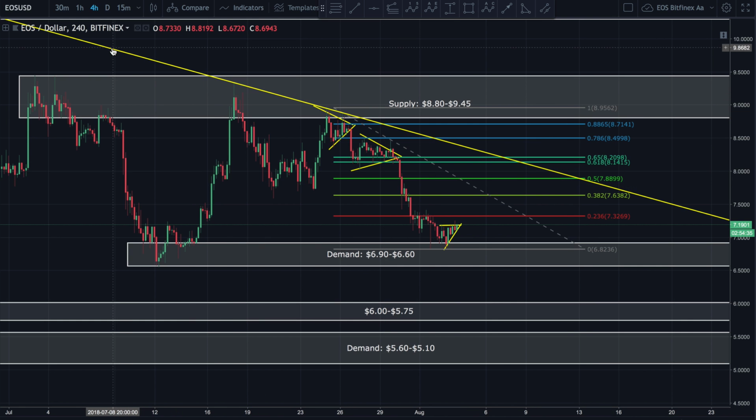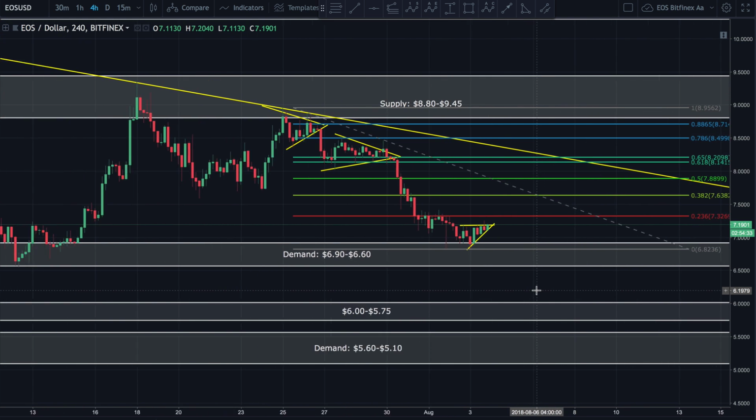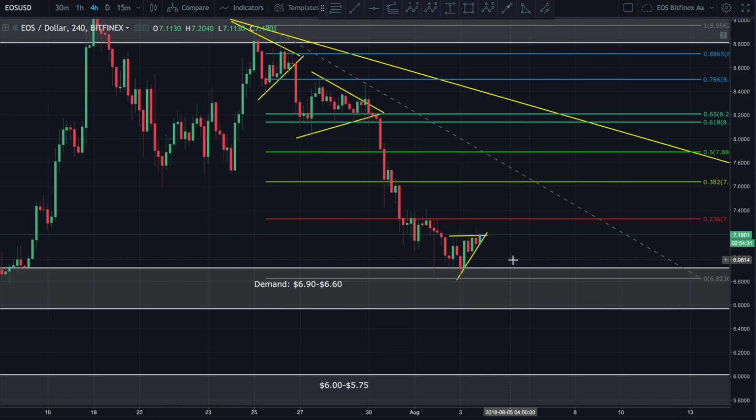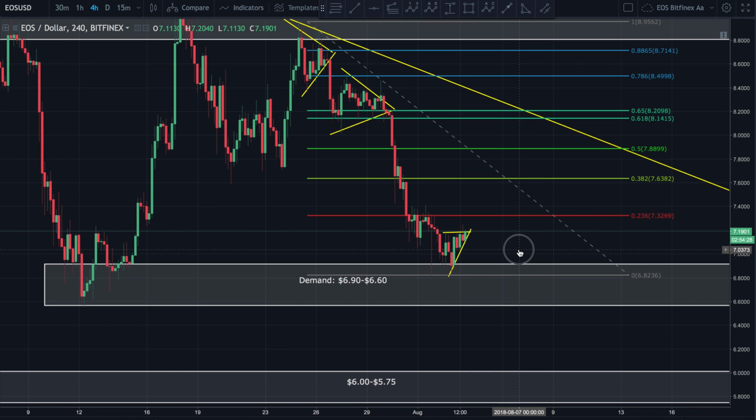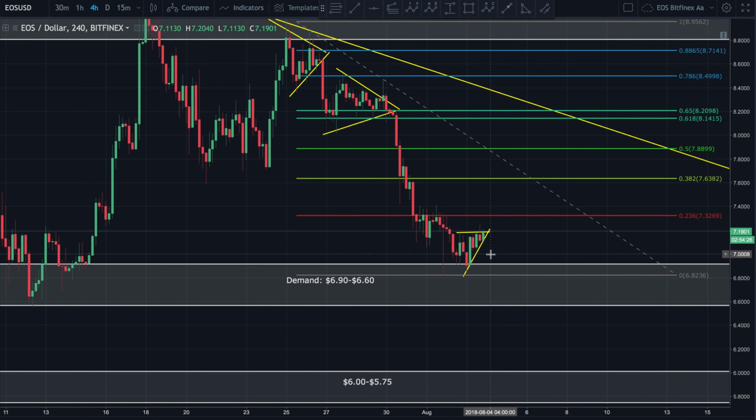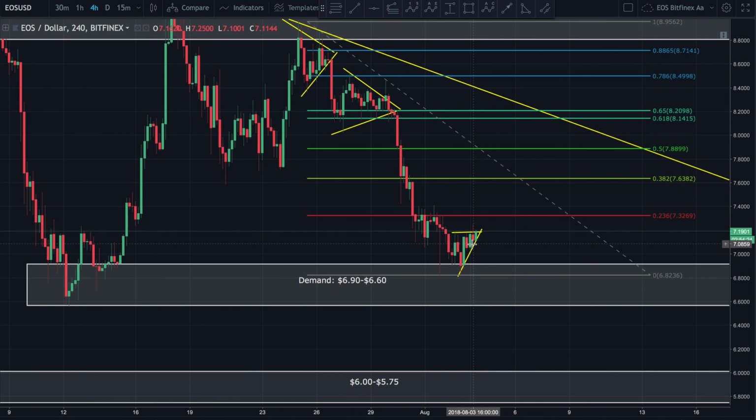We're looking at EOS for the US dollar 4-hour chart on Bitfinex. Last time we spoke, I warned you of two possible bullish scenarios. I said this was kind of a last stand for the bulls. They had two options. Option number one, price could come down. This was going to be the most bullish scenario. Price came down, hit this June low of about 6.55, double bottom, and impulsed back up.